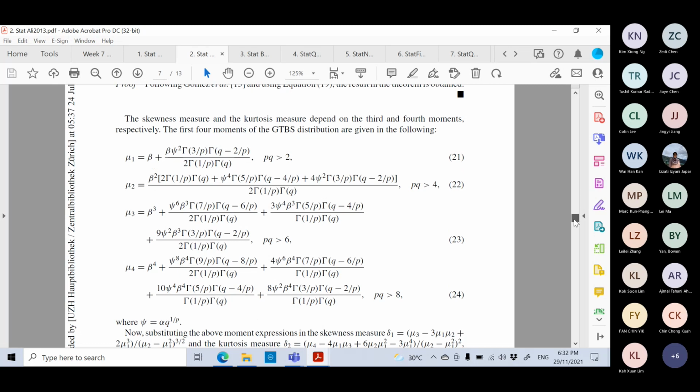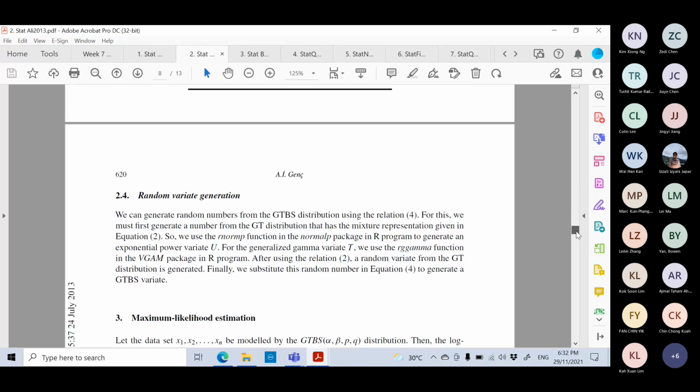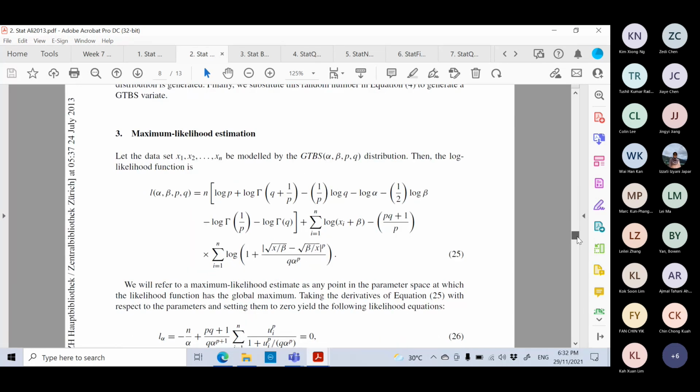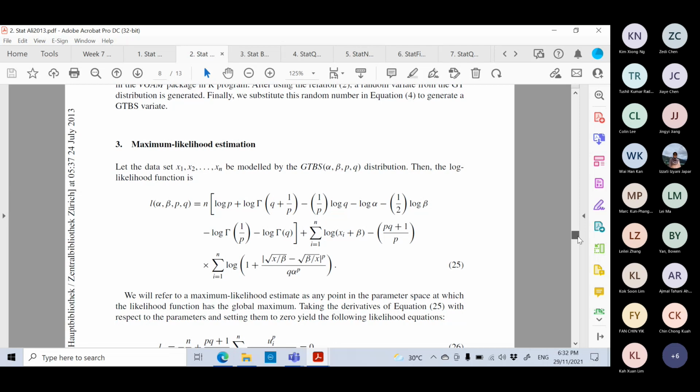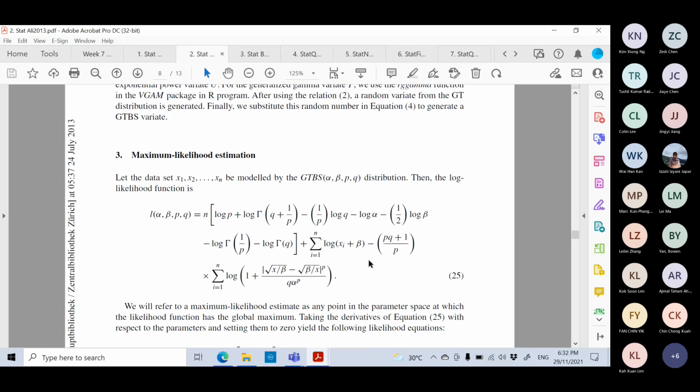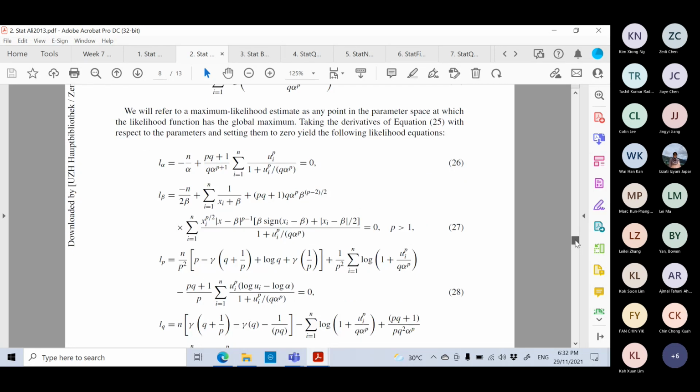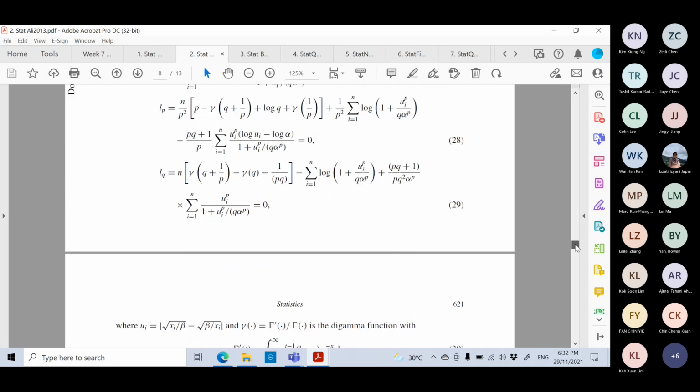When they go for the empirical part, this is the maximum likelihood estimation. They provide the log likelihood function, which is given by the following one. So let us go through their application here.